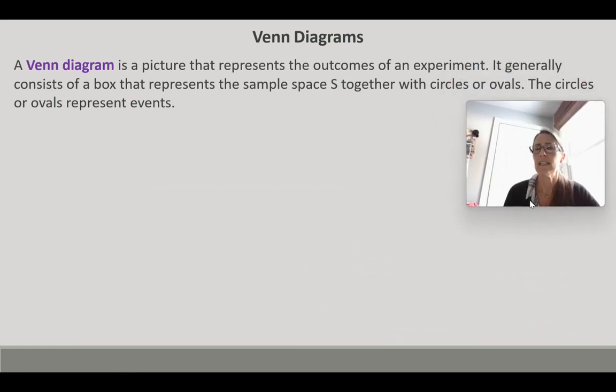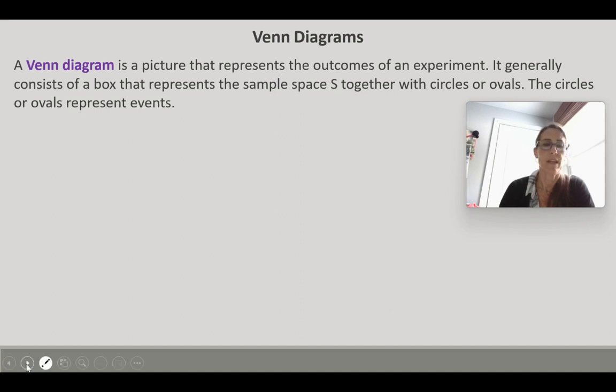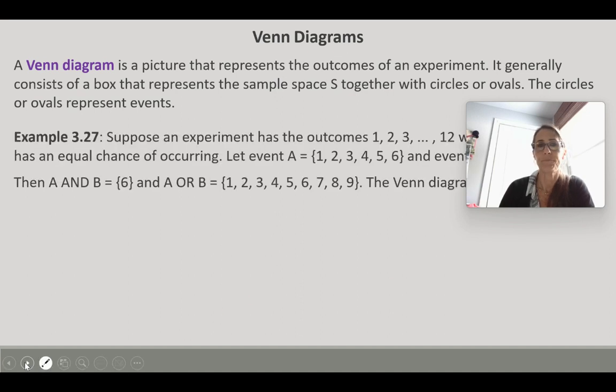So our next idea is the Venn diagram. A Venn diagram is a picture that represents the outcome of an experiment, and it generally consists of a box that represents our sample space S, together with circles or ovals that represent our events. So if the events share outcomes in common, those ovals or circles will overlap. If they don't have any in common, they won't overlap. We're going to see mostly examples where they do have something in common.